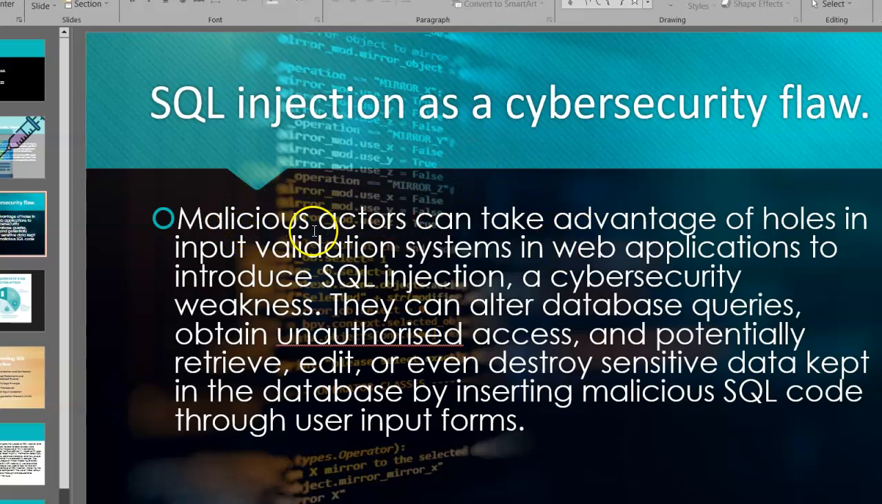Let's read that once. Malicious actors can take advantage of holes in the input validation systems in web applications to introduce SQL injection, a cybersecurity weakness. They can alter database queries, obtain unauthorized access, and potentially retrieve, edit, or even destroy sensitive data kept in the database by inserting malicious SQL code through user input forms.